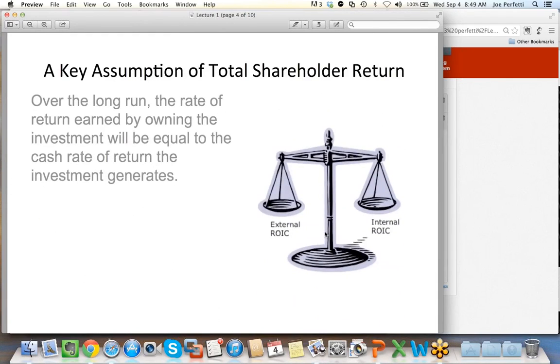Now, over the long run, what we know on a cash basis is that whatever cash you generate internally will be the cash available externally to your investors, and therefore that will drive the total shareholder return. Stock price improvements will be based on essentially the cash earnings and dividends that you can pay to your investors. And that will become the return that you can give to your investors. So what we're going to focus on this semester is not necessarily the external perspective, but the internal perspective.